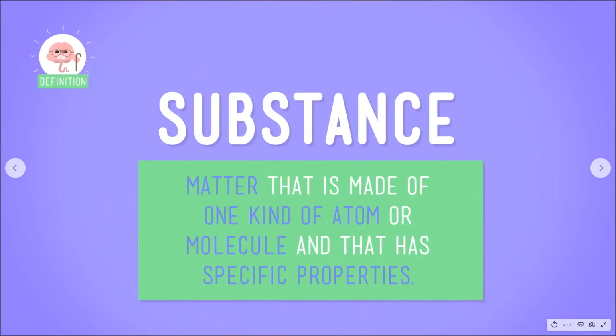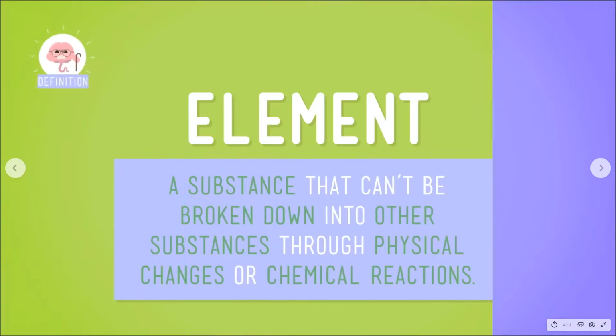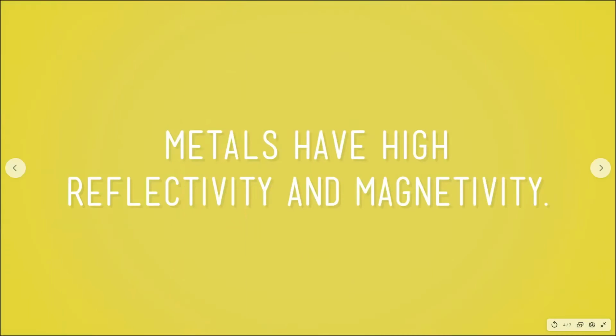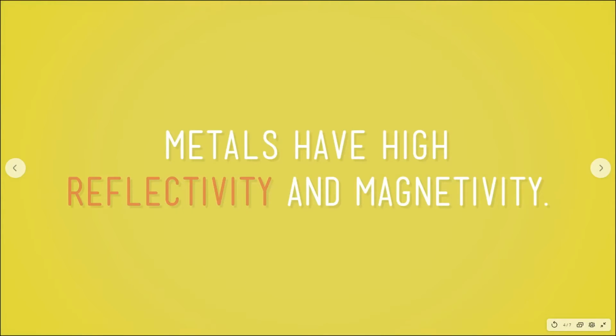We already know that a substance is matter that's made of one kind of atom or molecule, and that has specific properties, and that some substances are elements, which means they can't be broken down into other substances through physical changes or chemical reactions. We also know that we can group substances and elements by their properties, like we found that all of the metal things from the bottom of my backpack were shiny and attracted to a magnet. So, metals have high reflectivity and magnetivity.